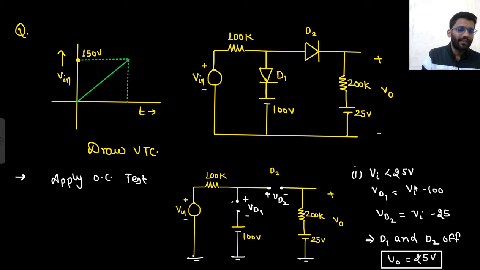When Vin is greater than 25, and the next threshold I can take is Vin less than 100. Vin is greater than 25 and less than 100. So what will happen, that we will see. You can't directly say that D1 will be off, because this time D2 will turn on, and if D2 turns on, there can be something different in the circuit. I'm not sure, but there can be. So you will not say directly that for Vin less than 100, D1 will be off. For Vin greater than 25, D2 will turn on. So our next gap is that Vin is greater than 25 volt but less than 100 volt. Now we will see what will happen. So again, by applying open circuit test, okay, I can copy the circuit again.